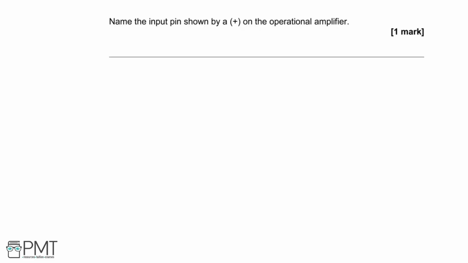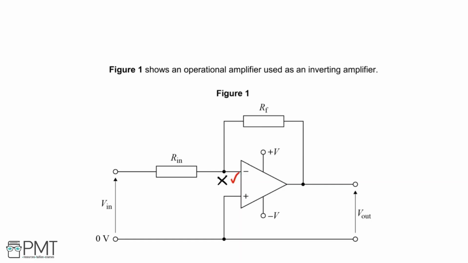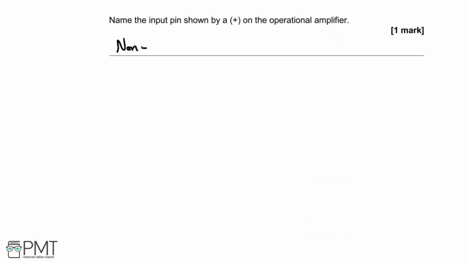Name the input pin shown by a plus on the operational amplifier. So looking at this diagram, we can see that the pin with a plus is this one here. Now we call this the non-inverting input. And that's because it's held at 0 volts and it doesn't change from there, so there's no way that it can invert. So let's write that in the answer space. And that's the only thing that you can write down that will gain you a mark.